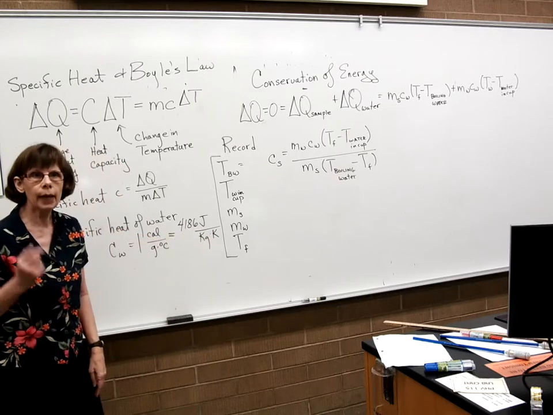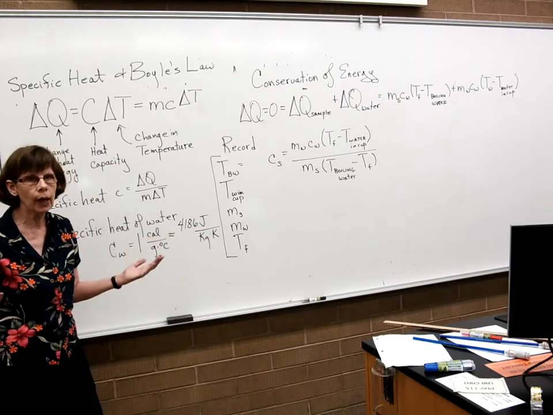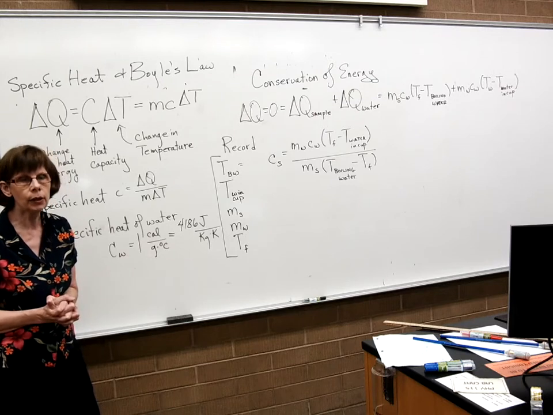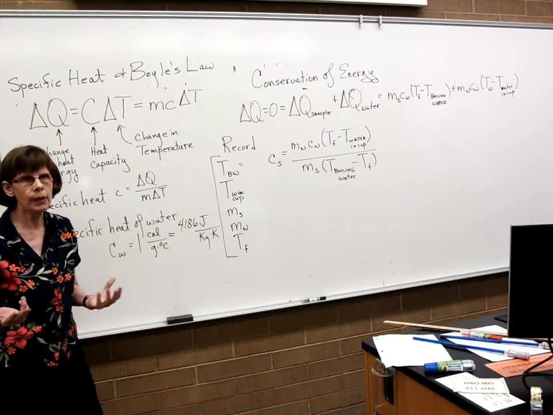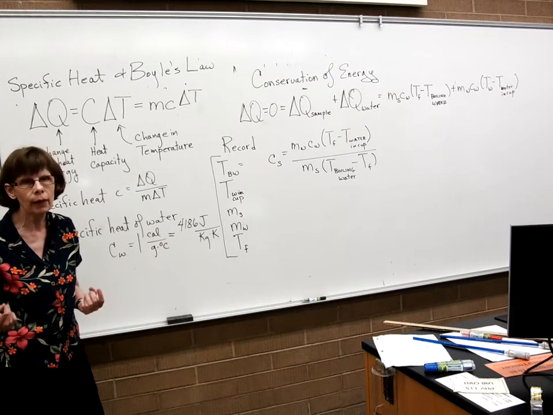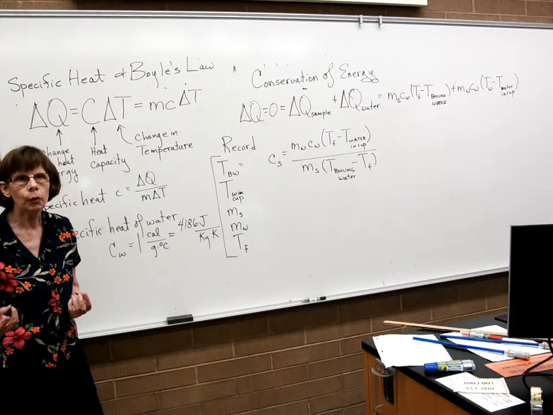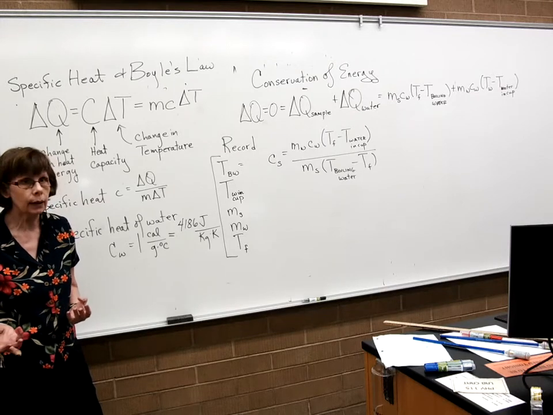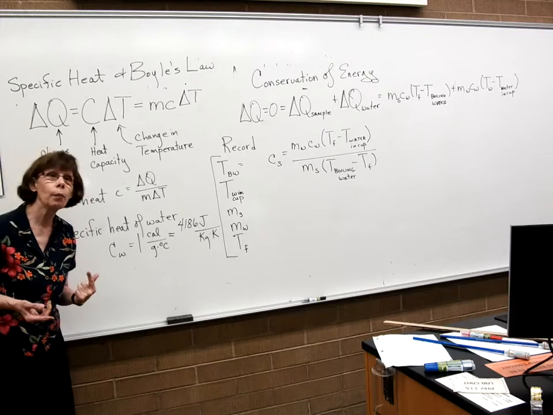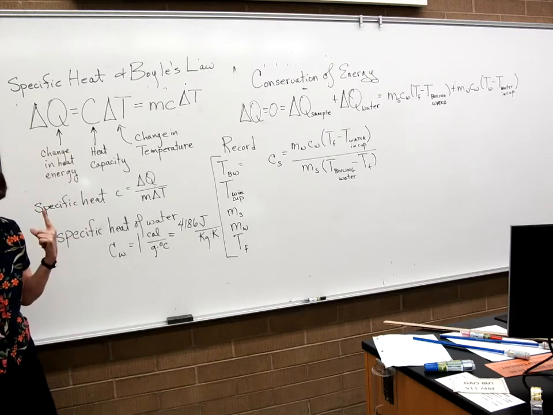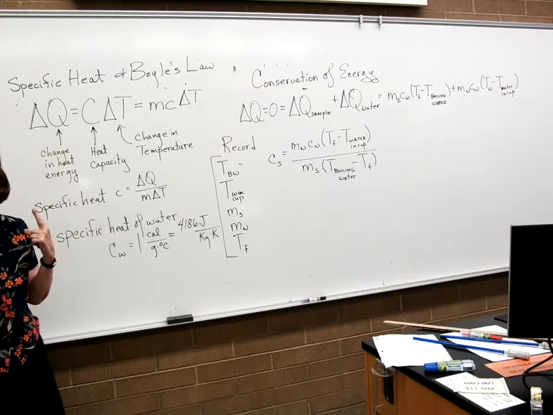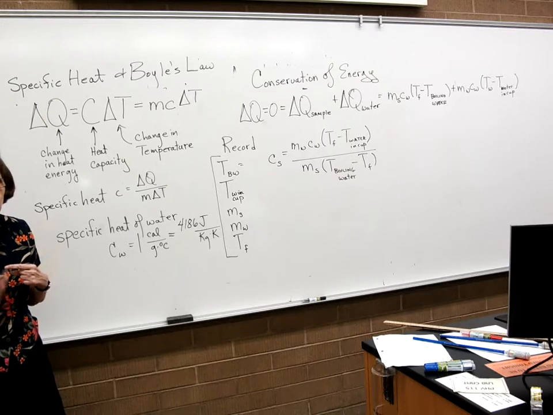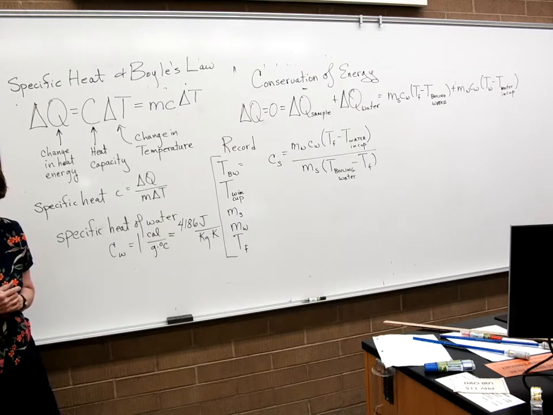And you'll find out that water has a very high specific heat. For instance, aluminum has a specific heat of 0.215 calories per gram per degree Celsius. So that means to heat up 1 gram of water would take 5 times more heat energy than it would to heat up 1 gram of aluminum, the same amount.